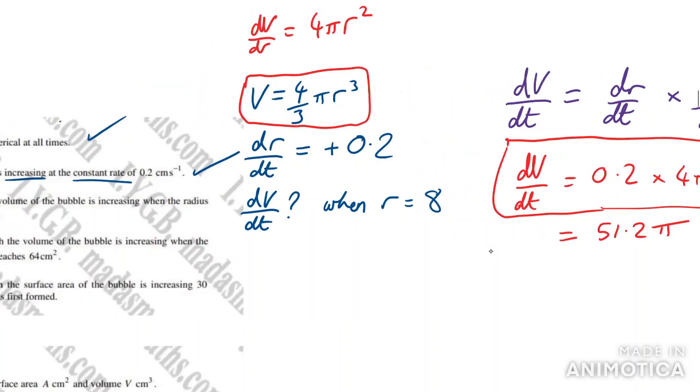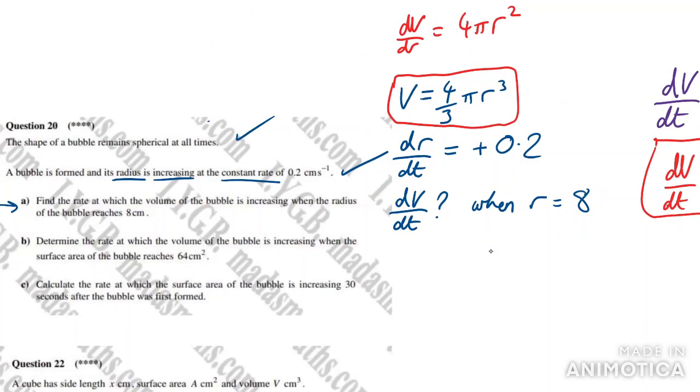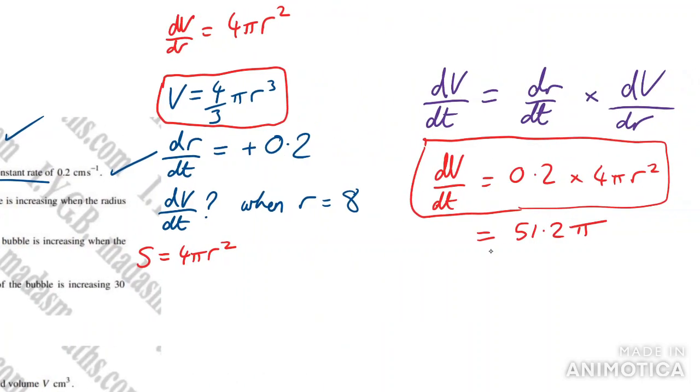And so all we need to know is, well, they've talked about surface area. Surface area of a sphere is going to be 4πr². And so if the surface area is 64, in order to find dV/dt, all we need to know is what the radius is at that time. So when surface area is 64, to find the radius, we just say 64 equals 4πr², and then that will give us r.